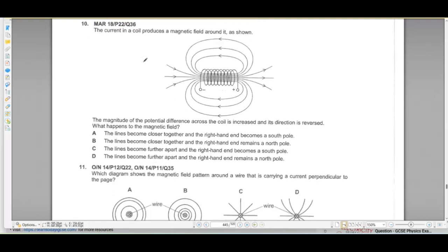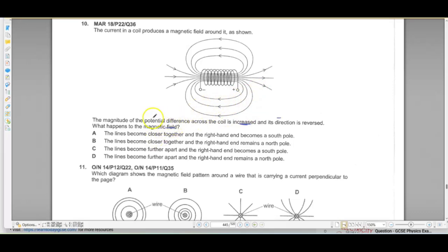So question number 10. The current in the coil produces a magnetic field around it as shown. The magnitude of the potential difference across the coil is increased and the direction is reversed. What happens to the magnetic field? Now, as the potential difference has increased, there is going to be a difference created in the coil, and the direction is reversed as well. So there are going to be changes.